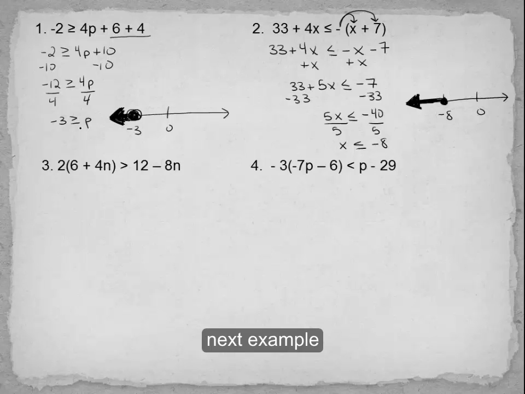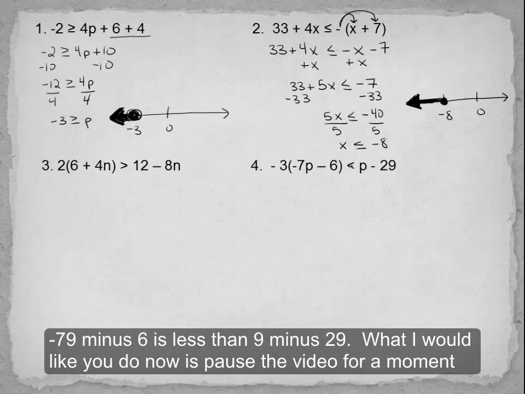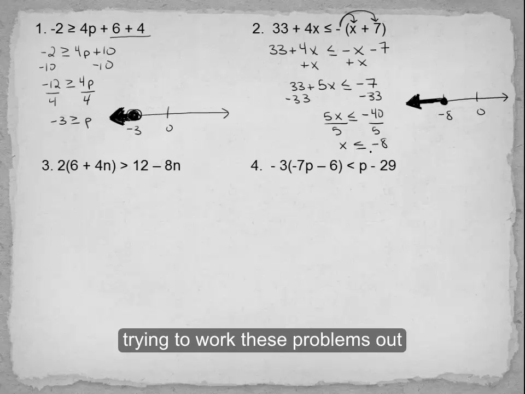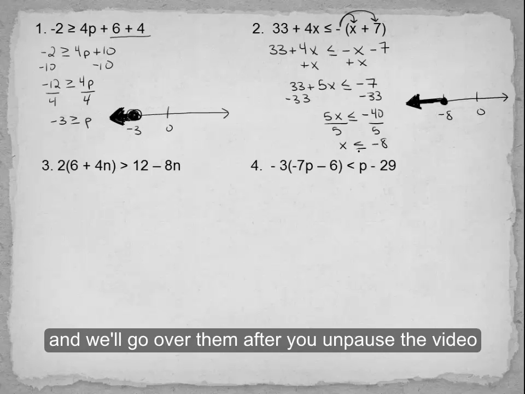Next example is 2 times (6 plus 4n) is greater than 12 minus 8n, and then we have -3 times (-7p minus 6) is less than p minus 29. What I would like you to do now is pause the video for a moment, try to work these problems out, and then graph them and see how you do. We'll go over them after you unpause the video.